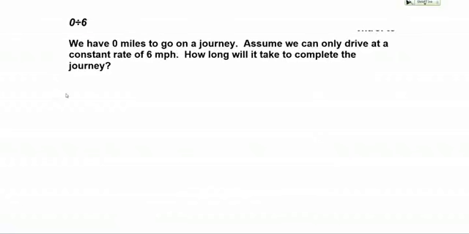We have 0 miles to go on a journey. Assume that we can only drive at a constant rate of 6 miles per hour. No other speed will do. How long will it take to complete the journey here? Well, now our 0 here is replacing where the 24 used to be on our story problem before, but you'll notice that this is exactly the same problem we had before, except that that 24 is now changed to a 0. And so now we have 0 miles to go.